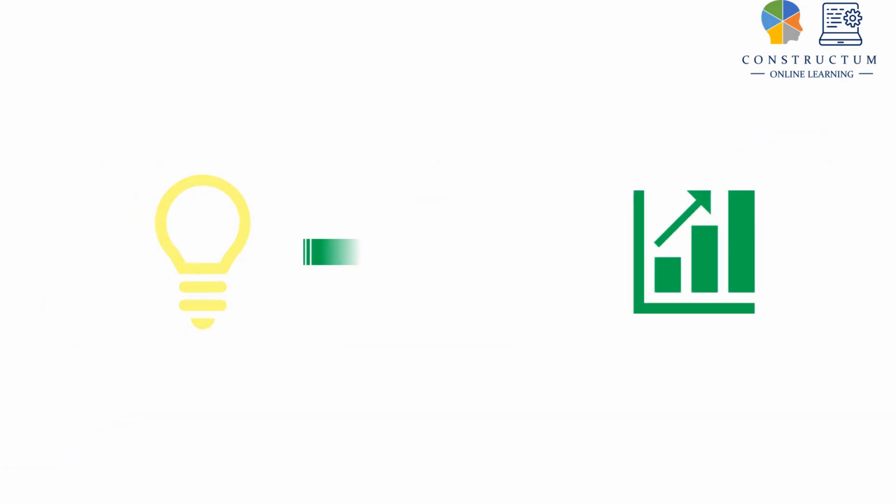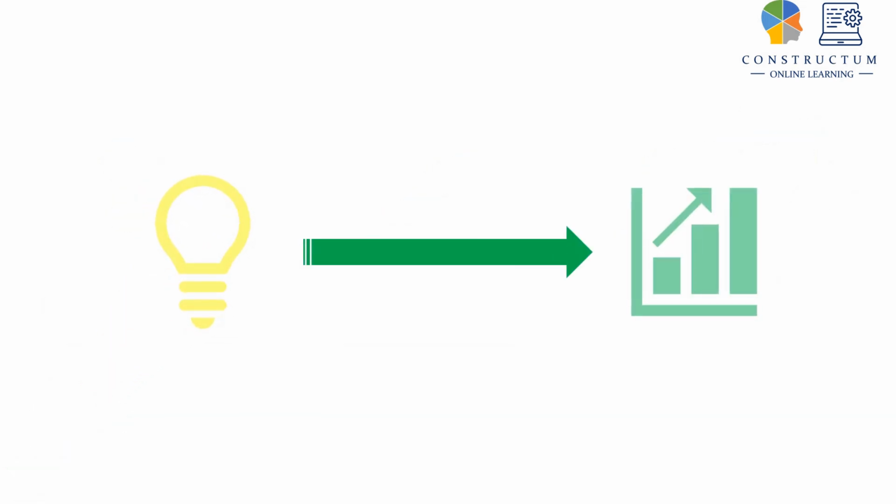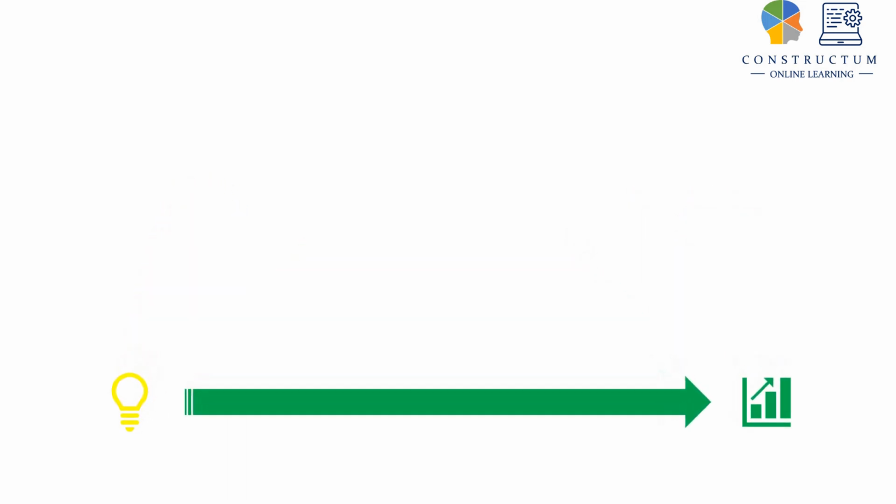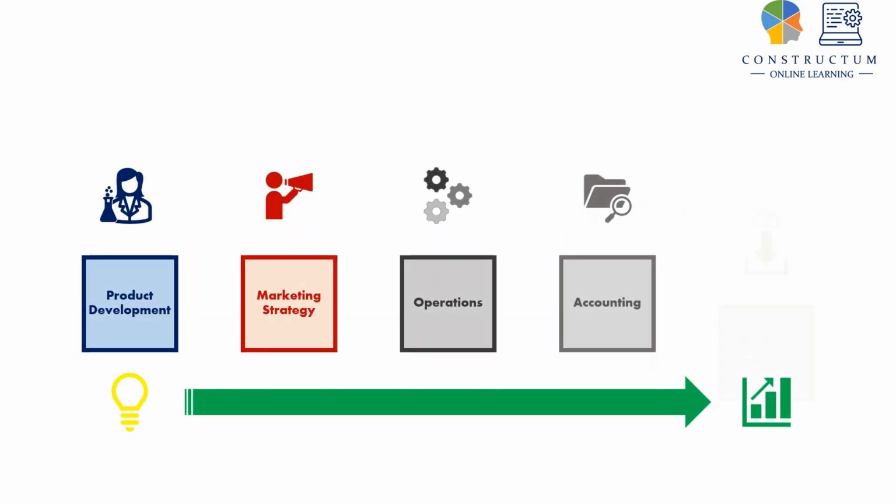You have an idea for a product or service. How do you go from idea to operational business? You need to develop skills in five key areas.